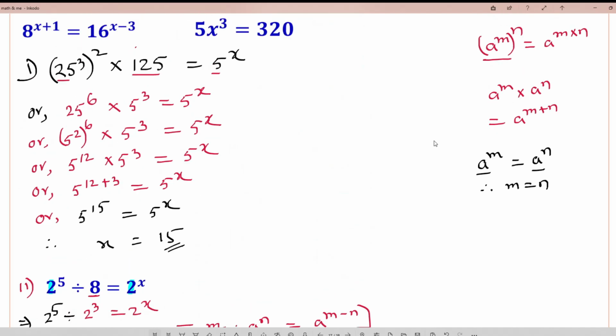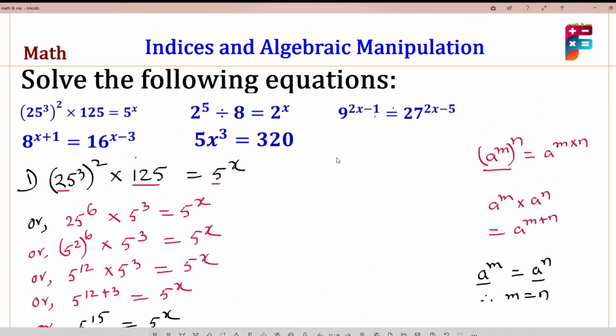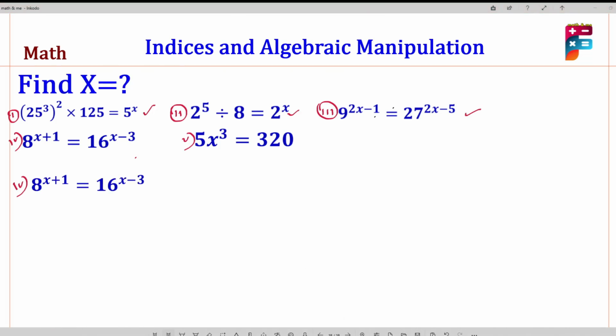We will solve around 5 maths; 3 maths done, and the balance is 1. Let's start. If we understand the last one, this one is also the same. Here is 8 to the power x plus 1 equals 16 to the power x minus 3. So we can write 2 to the power 3, which means 8, to the power x plus 1, and here is 2 to the power 4 to the power x minus 3.